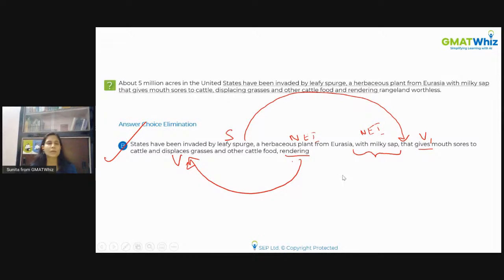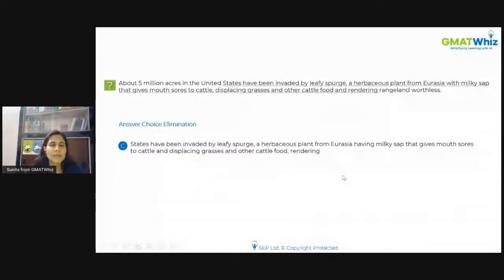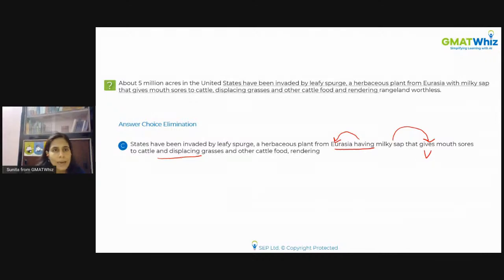All right. Let's quickly continue with this. C says, have been invaded by leafy spurge, a herbaceous plant from Eurasia. Now, it says Eurasia. See, the ing modifier is placed next to this noun without any comma. So, it means the Eurasia is having milky sap. And again, we have the same error. Milky sap that gives mouth sores to cattle and displacing. So there is a parallelism error as well. After that, you have a verb, but and displacing is a modifier. So nothing actually makes sense in C.